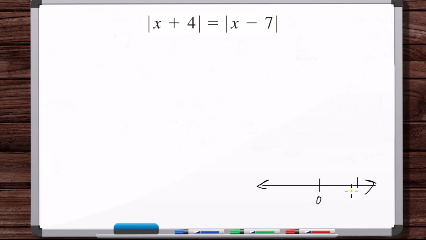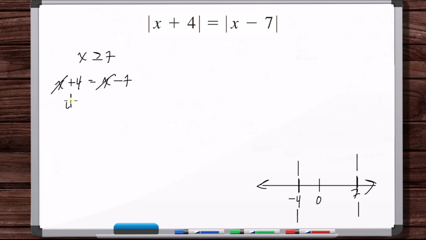We've got x is equal to 7. X is equal to negative 4. So, okay, let's do x is greater than or equal to 7. This would be positive or 0 inside here, and this would also be positive or 0. So x plus 4 is equal to x minus 7.